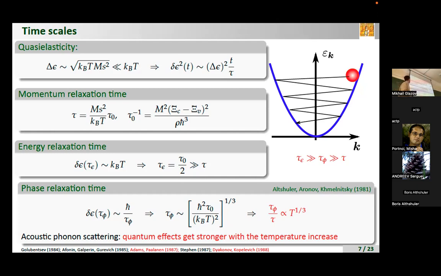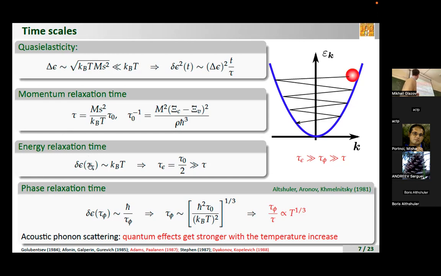You can quantify it: the characteristic energy transferred in the process of emission or absorption of a phonon is the square root of the product of the exciton kinetic energy and some characteristic phonon energy, the exciton mass multiplied by the speed of sound squared. And this quantity is small compared to the kinetic energy of the exciton. It means that the exciton loses or gains energy in small portions. It is what is known as quasi-elasticity. And if you look at the behavior of energy as a function of time, then you can observe a diffusion, but now in the energy space. And it is quite typical for a quasi-elastic process.